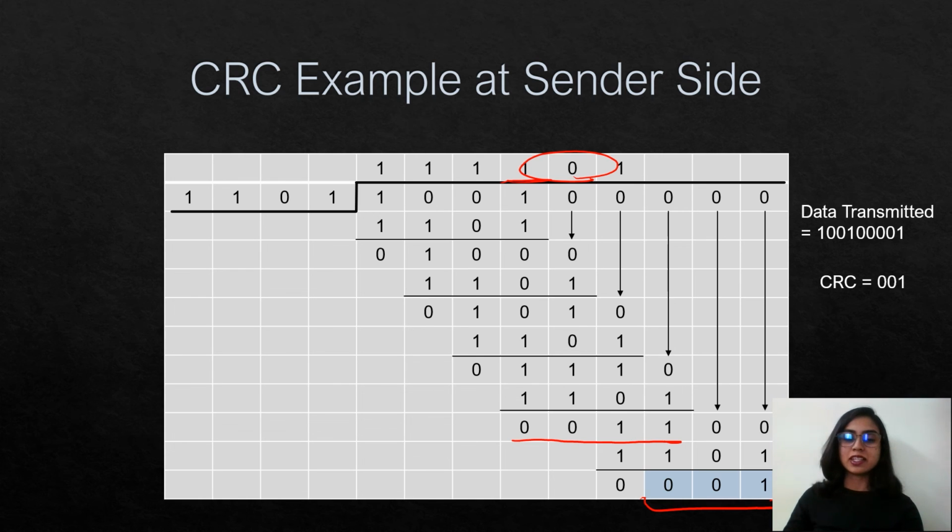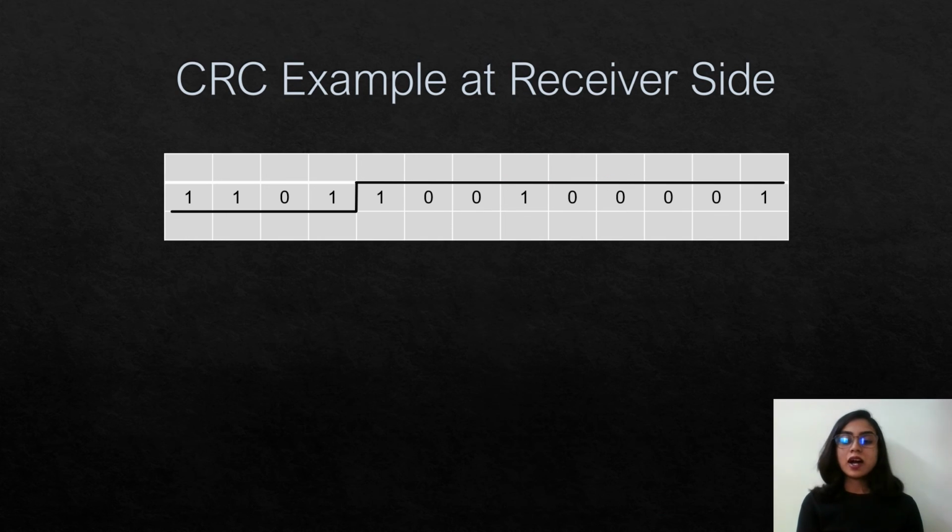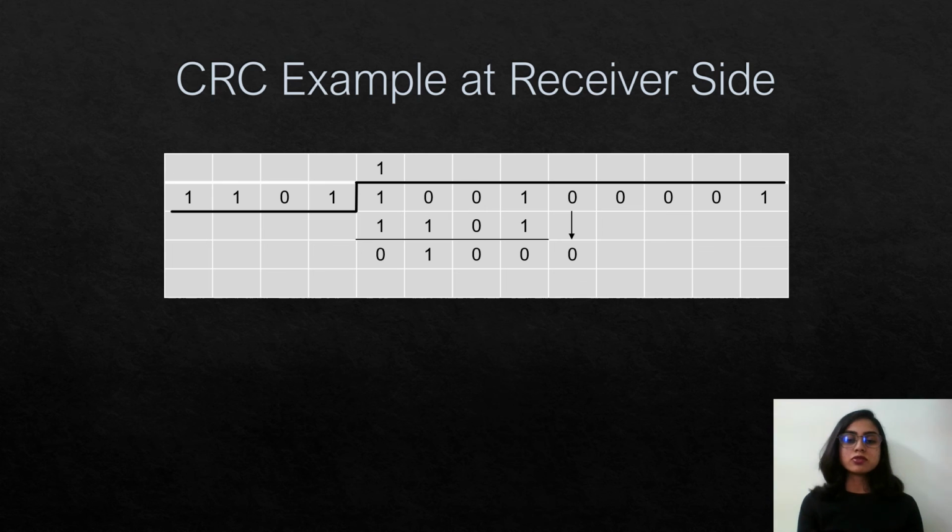So the data transmitted will be 100100001. After the message is sent to the receiver side, the divisor will remain the same, but the dividend will be 100100001. We perform the same steps as performed on the sender side, so you can go through the steps here as they are.